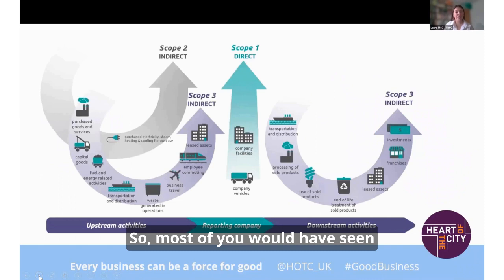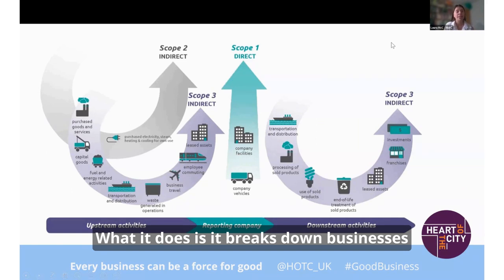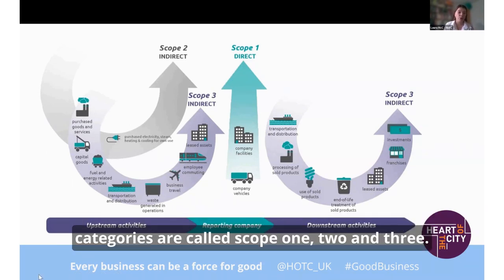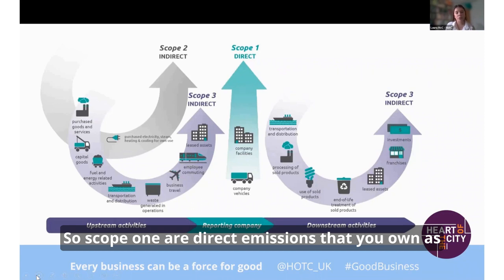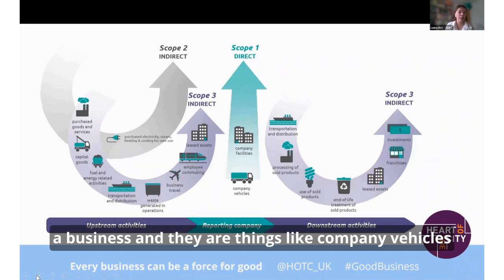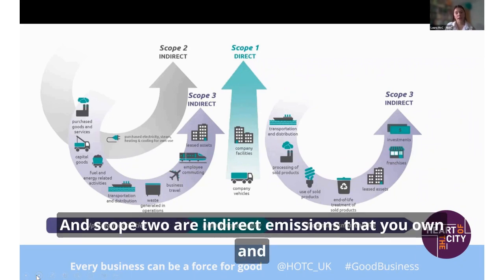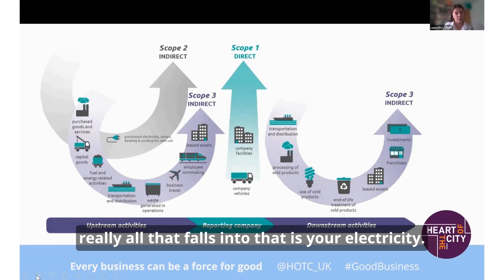So most of you would have seen this image quite a few times before. And what it does is it breaks down a business's carbon footprint into 3 different categories, and the categories are called scope 1, 2, and 3. So scope 1 are direct emissions that you own as a business, and they are things like company vehicles that you own and gas that's on your site. And scope 2 are indirect emissions that you own, and really all that falls into that is your electricity.